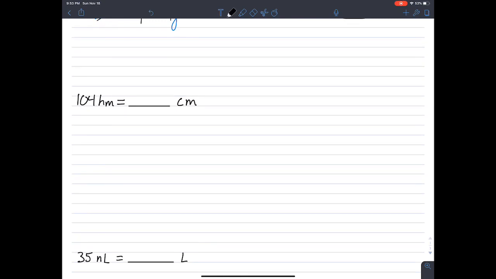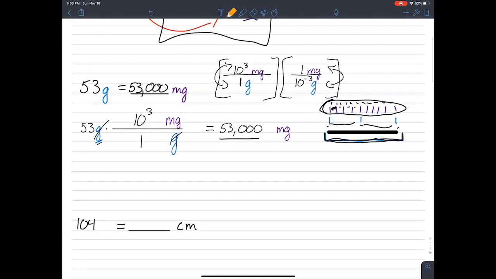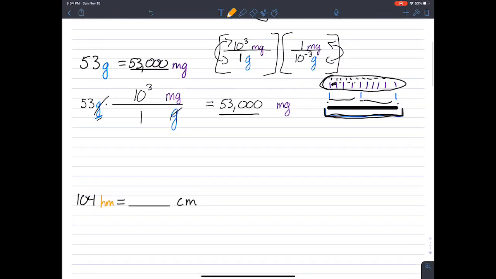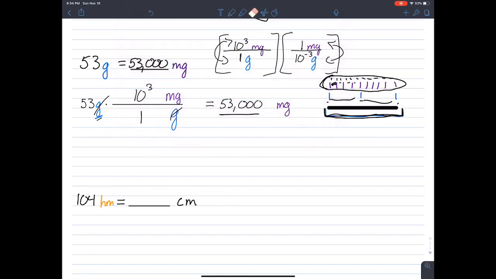Okay, so this time we're going from hectometers. Let's make that orange. All right, we didn't use that. Hectometers. We're going to centimeters. So that can be green.